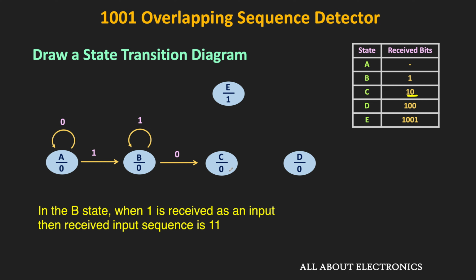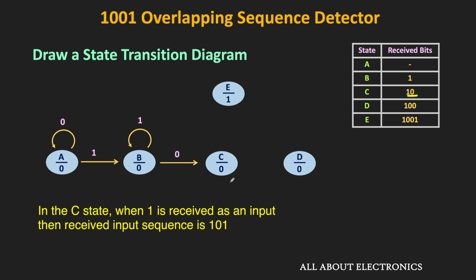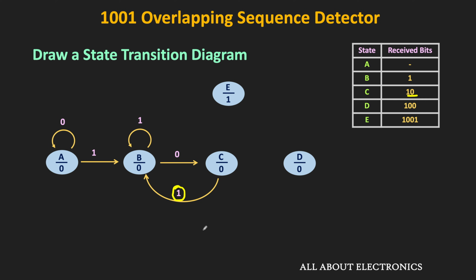Because in our sequence, the second correct bit is 0, but this last received 1 can be the first bit of the new sequence, and therefore it will remain in the same state. Similarly, now let us see the 2 possible outgoing transitions in the C state. In the C state, when 1 is received as an input, the machine will go to the B state. Because for our sequence, after receiving 1 0, the next correct bit in the sequence is 0, but this last received 1 can be the first bit of the new sequence, and therefore the machine will go to the B state.